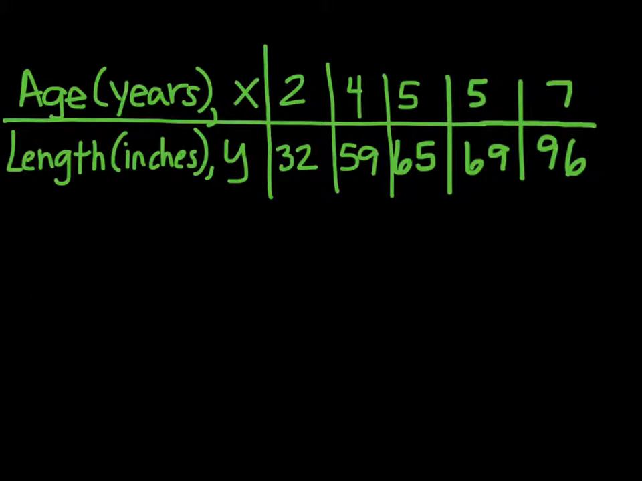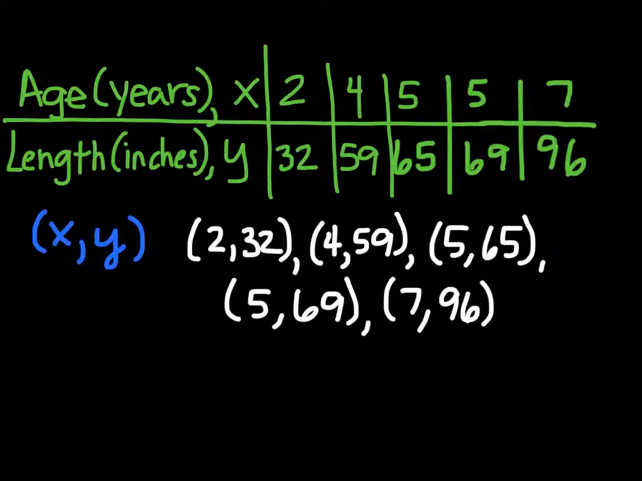This table shows the ages and lengths of 5 alligators. The first line gives the age in years, which we'll call X. The second line gives the length of the alligator in inches, and we're going to call these variables Y. We can represent the relationship between the age and the length using the ordered pair X, Y. The 5 ordered pairs that would be created by our chart would be these. The ordered pairs form what we're going to call a relation.